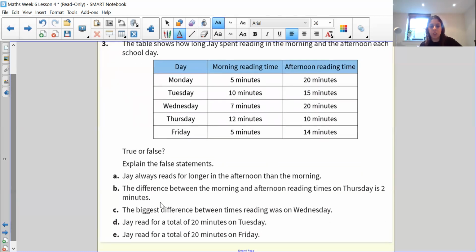So it says, Jay always reads for longer in the afternoon than in the morning. Now, if you think that's false, so it's not true, you need to explain why you think it's not true. So make sure you do that really carefully. You need to explain it for me. Writing just false will not get you the mark. You need to explain why it's false.